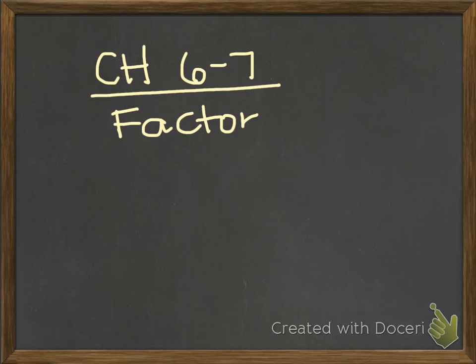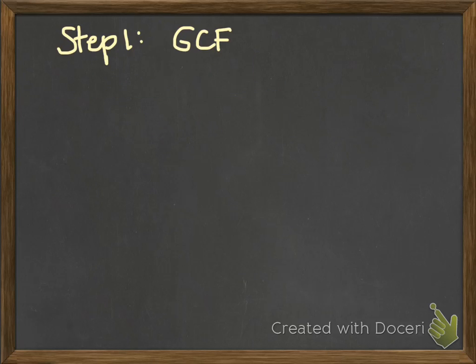Okay, chapter 6-7 is factoring all the different ways that we've learned so far. So we'll go over the steps of how we're supposed to factor. Step 1 is to see if we can find the greatest common factor first. Step 2, if there are two terms, we need to see if they are a difference of squares.